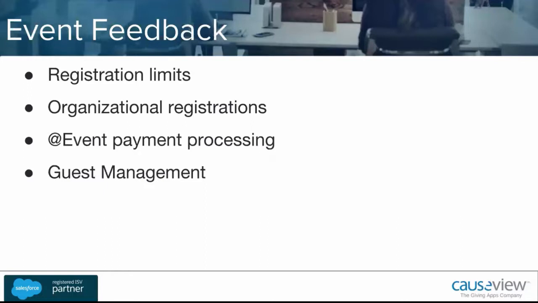There were issues with organizational registrations as well. So the ability for an organization to buy a ticket and to buy a number of tickets without being assigned a specific contact wasn't a strong point for us, and we had to apply some workarounds or customizations on forms to make that work. At-event payment processing has been something that many customers have looked for, instead of having to use third-party tools or an app on their phone to process payments and then load that data back in and match it back to constituents.